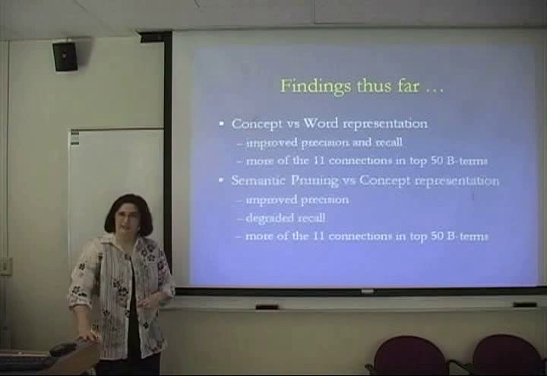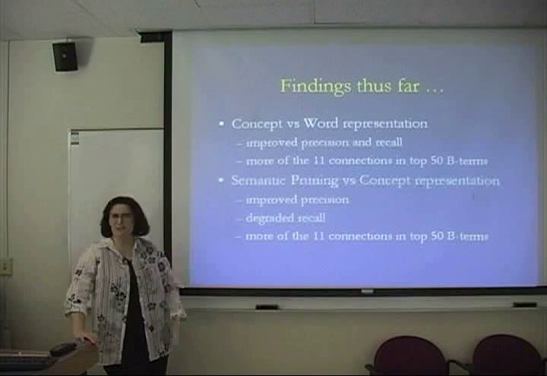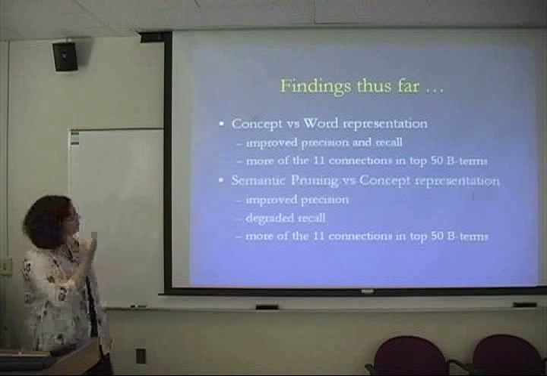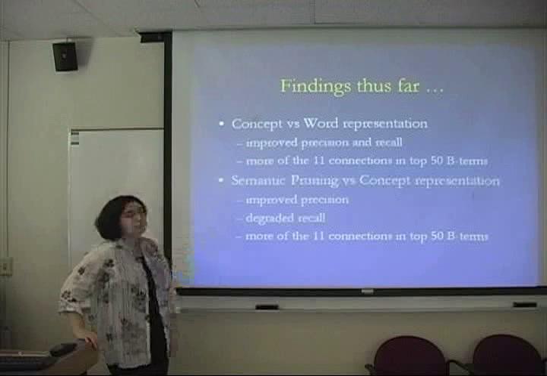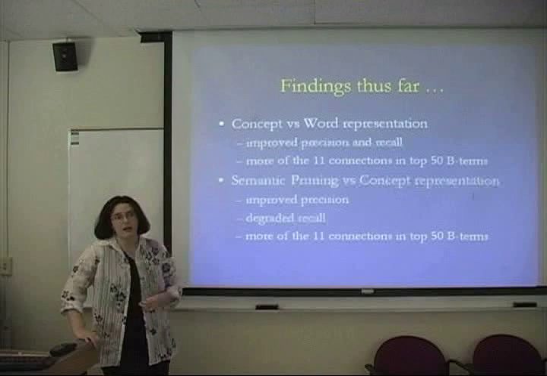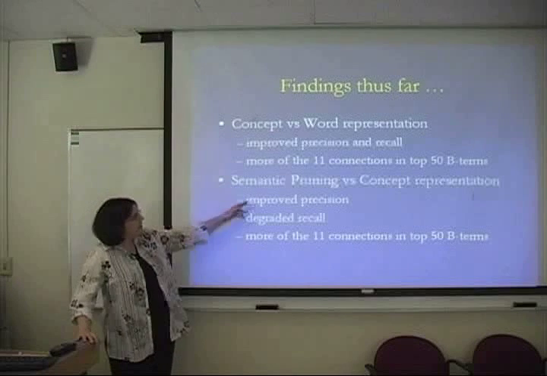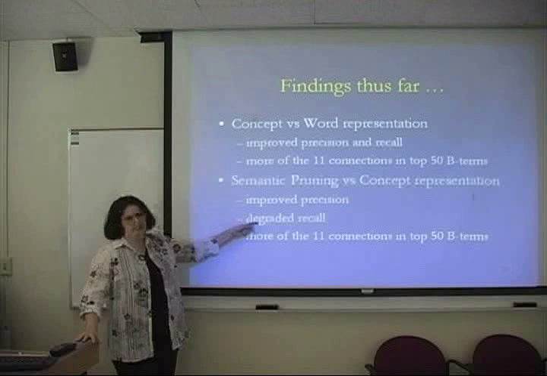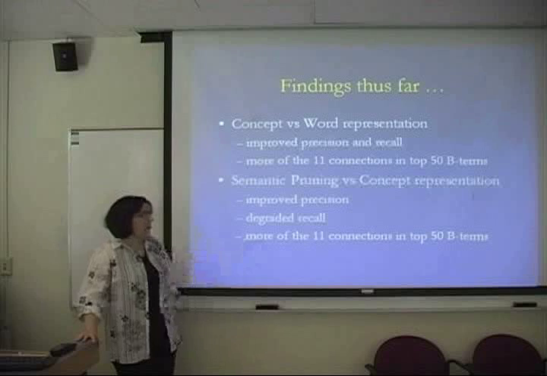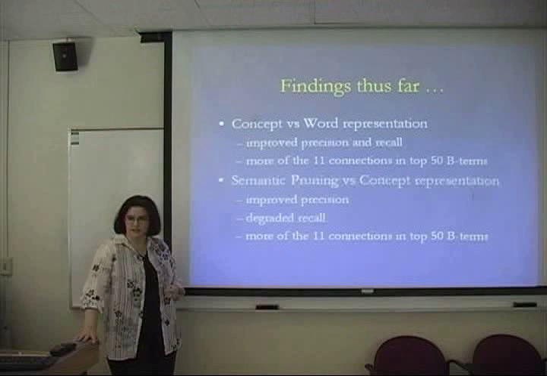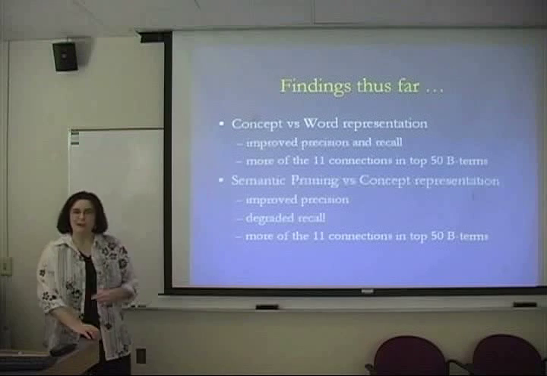So what have we learned so far? From the ABC model, we learned that maybe there's something to this concept representation. Compared to a word representation, it improved precision and recall. And we found more of the 11 connections in the top 50 B terms. The semantic pruning improved precision, but it came at a cost. Our recall was degraded. But we still found more of the 11 connections that Swanson found. So, are we done?